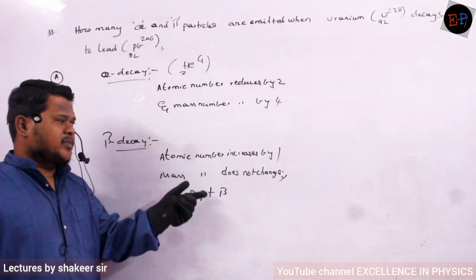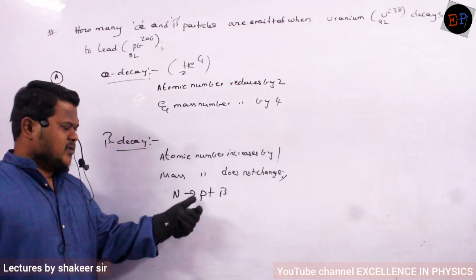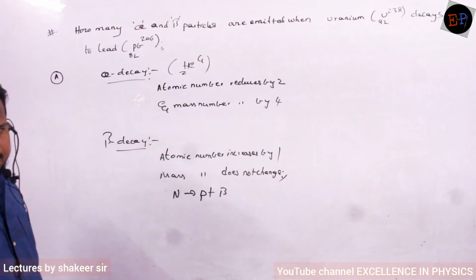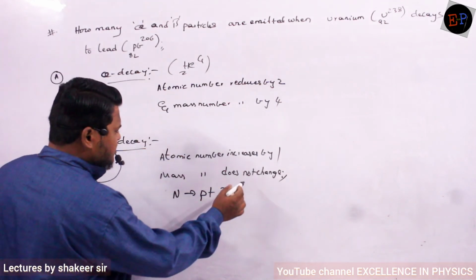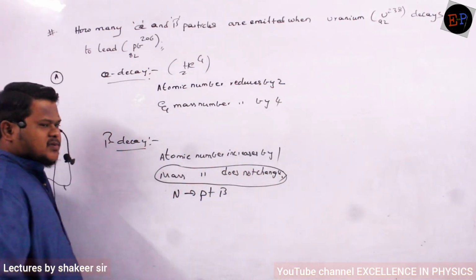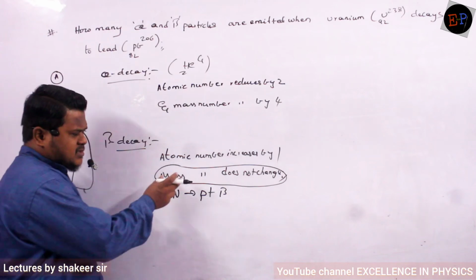So therefore, definitely atomic number increases. But 1 AMU has disappeared and 1 AMU is created, so mass number does not change. This is what we have studied, no? Now we will take this point into consideration and try to do the calculation. So mass number never changes.